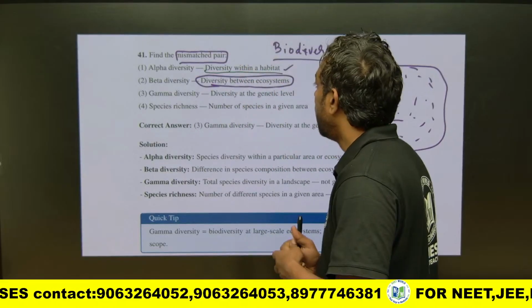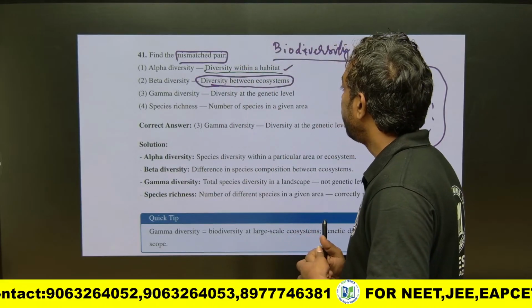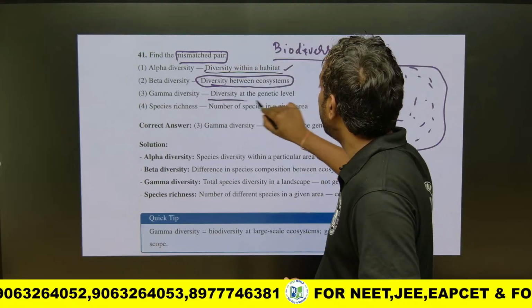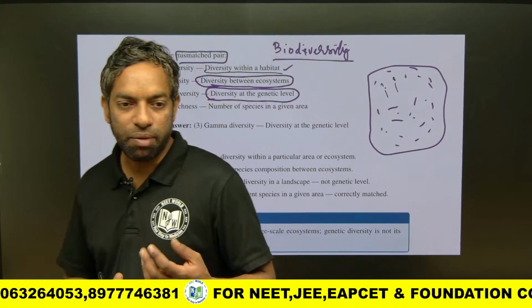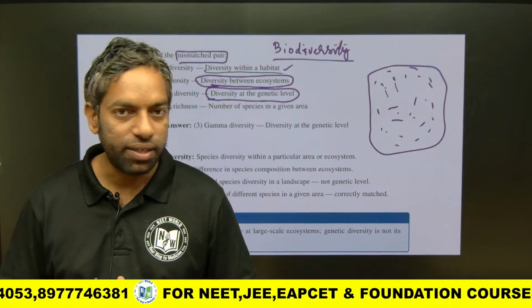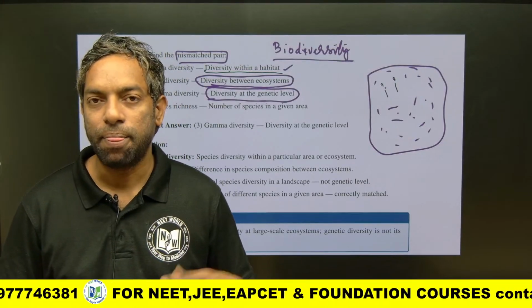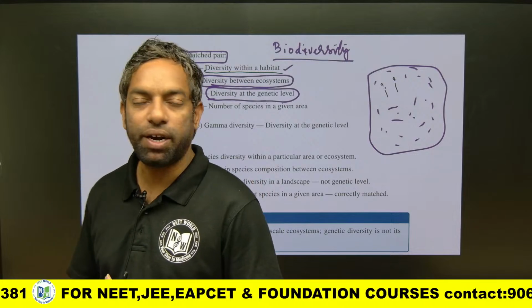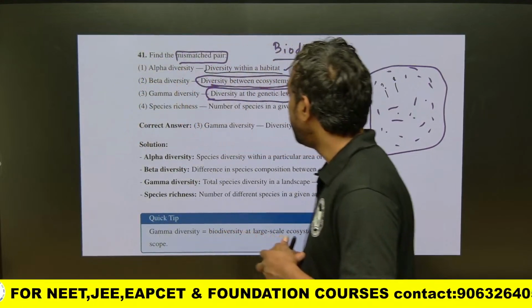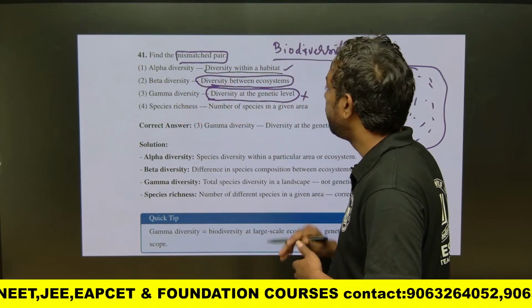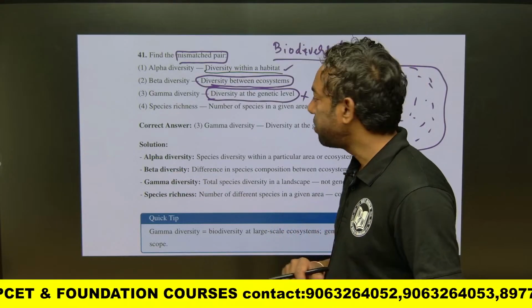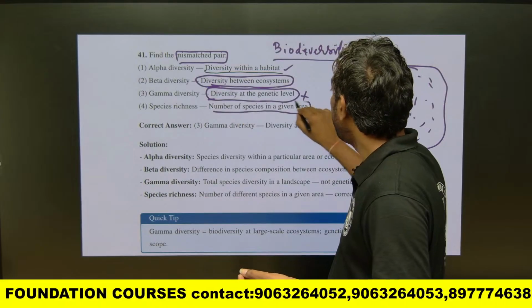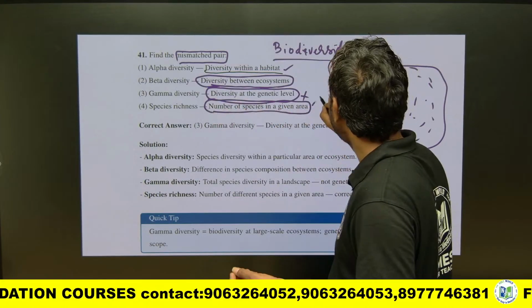And gamma diversity is the diversity at the genetic level. The diversity of all animals comes under the genetic level, actually. The gene bank is different and the diversity is different. This is the wrong pair. Species richness, of course, is the number of species in a given area, that is hotspots.